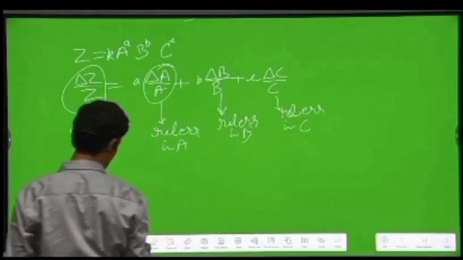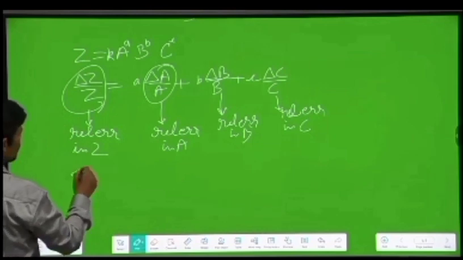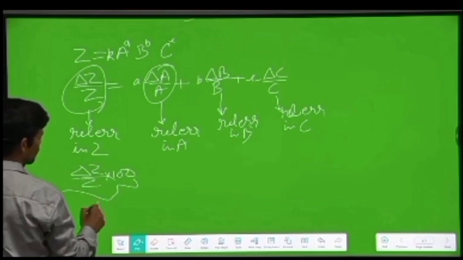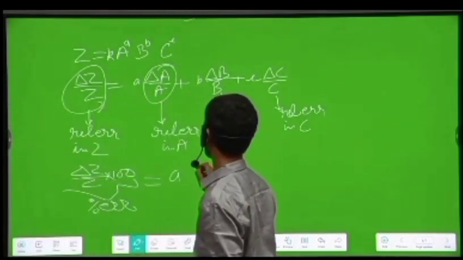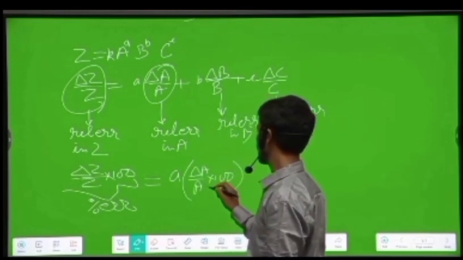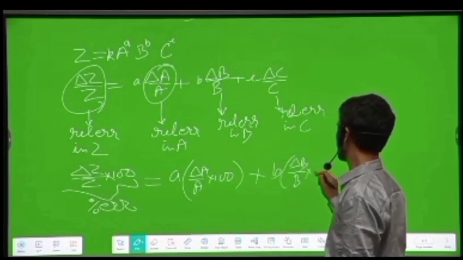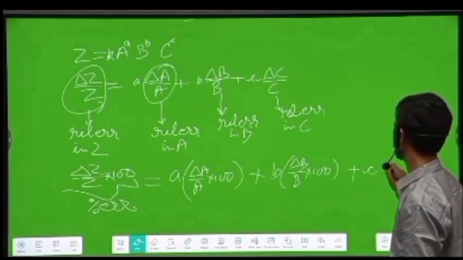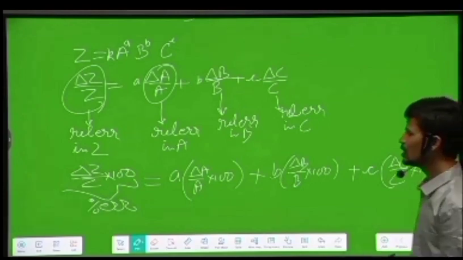There is a problem similar to this. In fact, we can find percentage error also. We can multiply this by 100. Now it is the percentage error in z overall, and that will be equal to delta A by A multiplied by 100. This is the percentage error in A alone, and here B, delta B by B multiplied by 100. This is the percentage error in B, and then C, delta C by C into 100. That is the percentage error in C.